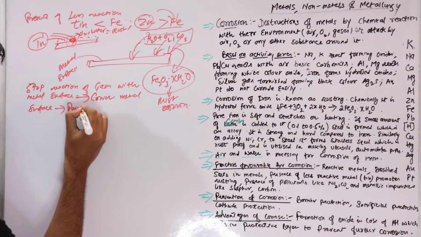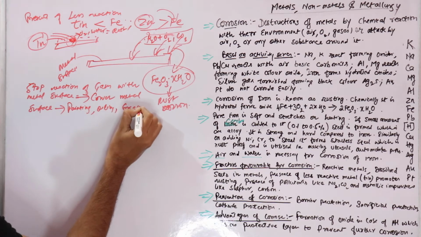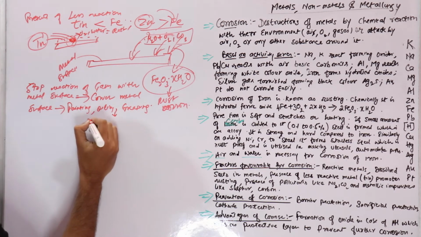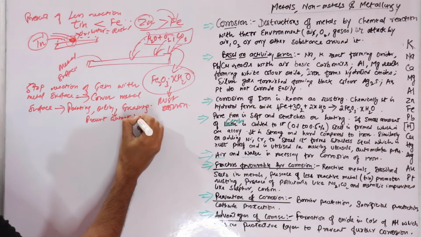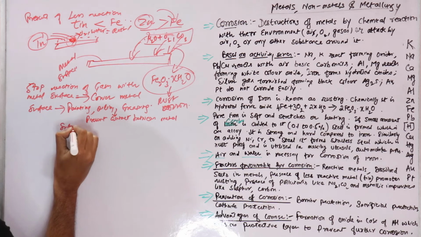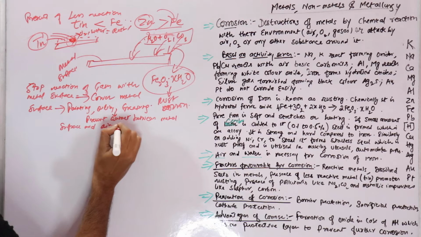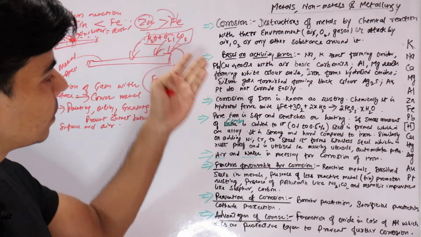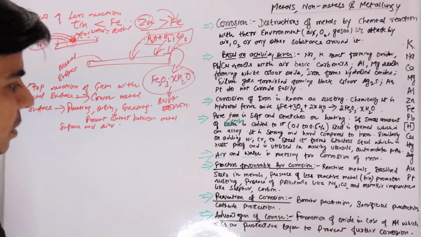By painting, by oiling, by greasing. These are the ways, because using these ways we can prevent contact between the metal surface and air. Once you can, by any method, stop this metal surface from coming in contact with air, you can prevent rusting. And there are ways. I told you first, oiling, painting, greasing.